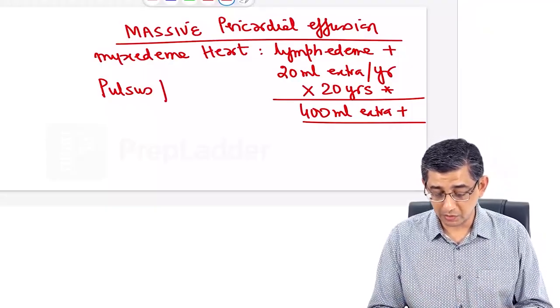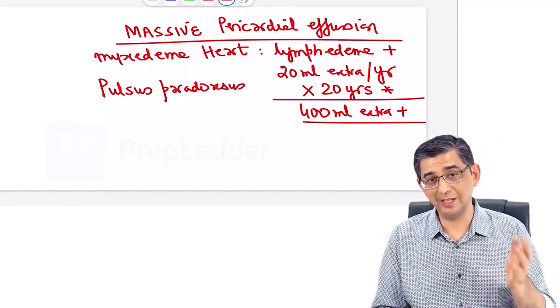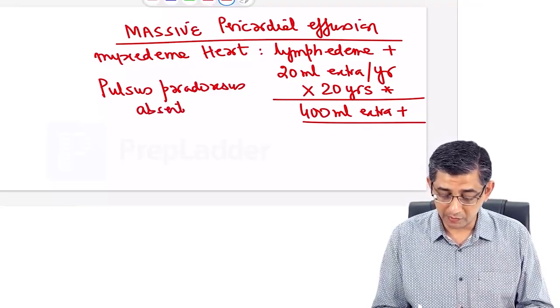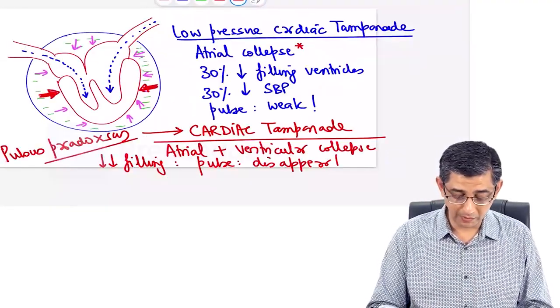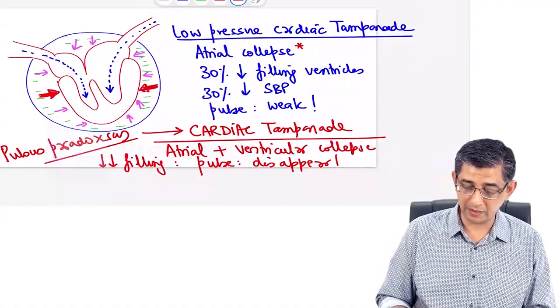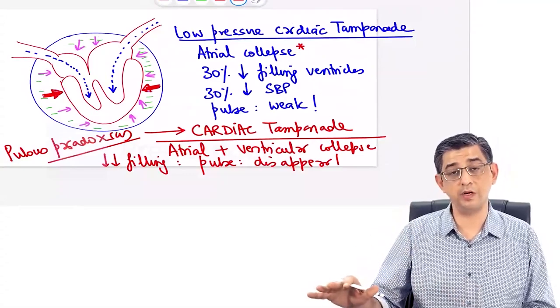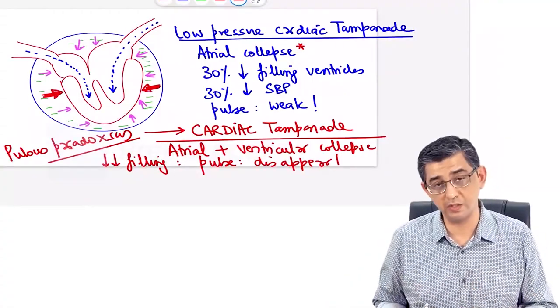So in patients of mixed edema heart or massive pericardial effusion, the heart is getting used to it, so pulsus paradoxus is not seen. In fact, there are 2 times when I have taught you today that pulsus paradoxus is absent. First, I'll just go back in the slide. When I started the topic of cardiac tamponade, I taught you low pressure cardiac tamponade. We do not have pulsus paradoxus. It is plain cardiac tamponade or high pressure cardiac tamponade where we have pulsus paradoxus.